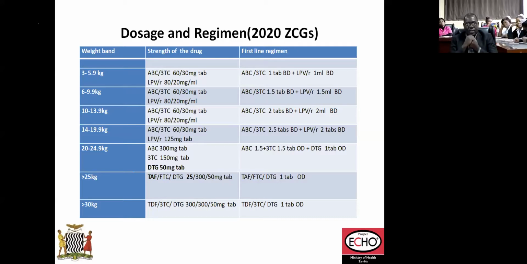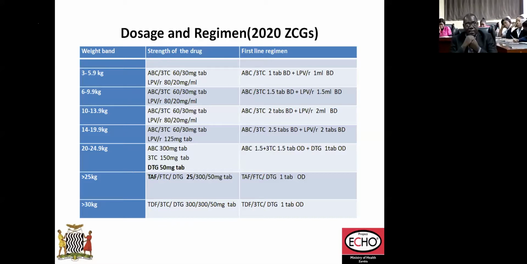Like I mentioned earlier, in this case we are going to give abacavir, lamivudine, and Dolutegravir. The usual way we've been doing it, for a patient weighing 20 to 24.9 kgs, would be abacavir 300 milligram tablet, 3TC 150 milligram tablet, and DTG 50 milligram tablet. Abacavir would be given 300 milligrams in the morning and 150 in the evening. The 300 and the 150 together make 1.5 tablets, so I've given it as 1.5 tablets once.